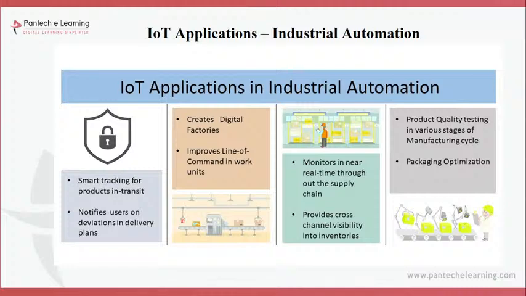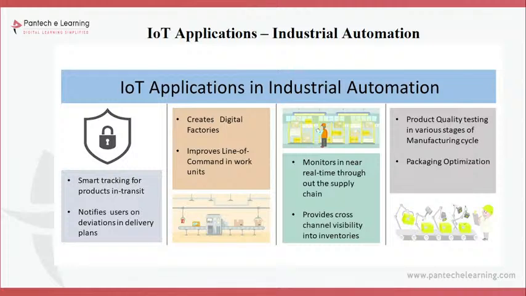IoT applications in industrial automation. Industrial automation means, in deliveries also, we can track our delivery, whatever orders we give on any e-commerce sites. We can track it by using RFID tags. So we can track wherever our product is delivered and reached.